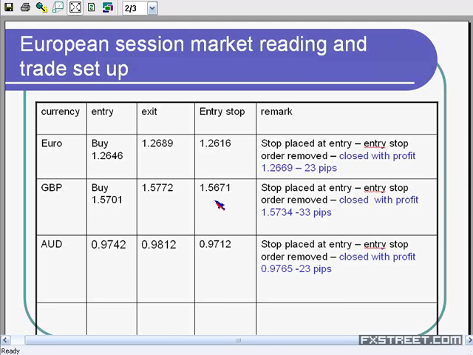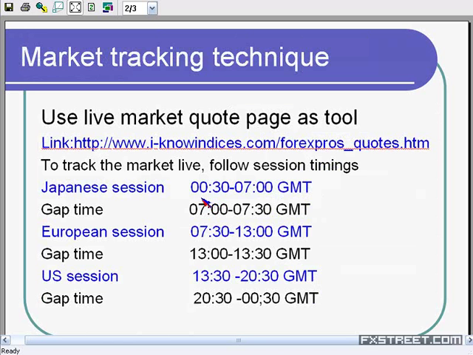So what are the timings? They divided the entire 24-hour day into 3 sessions. 0030 to 7 GMT is the Japanese session. In between, you come across 7 to 7:30 GMT, a gap time. Why this gap time?